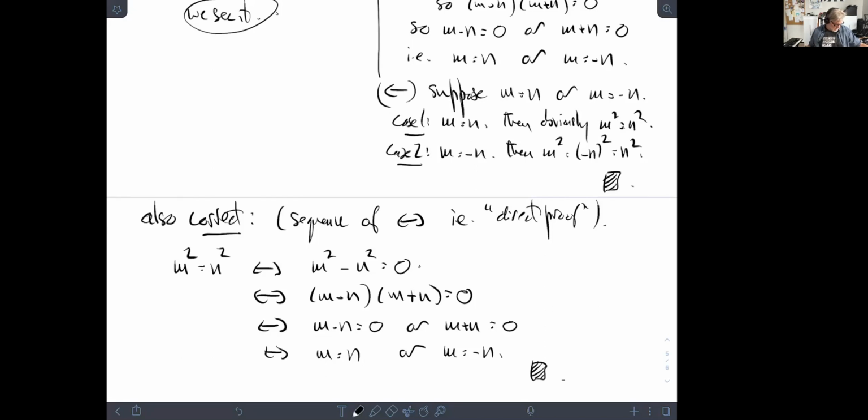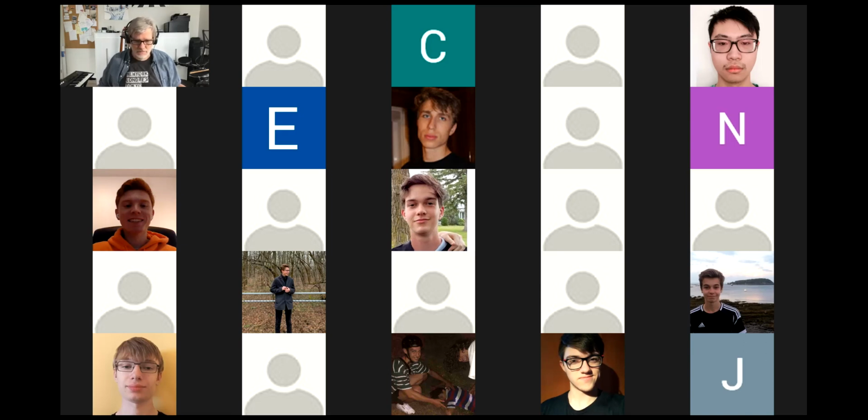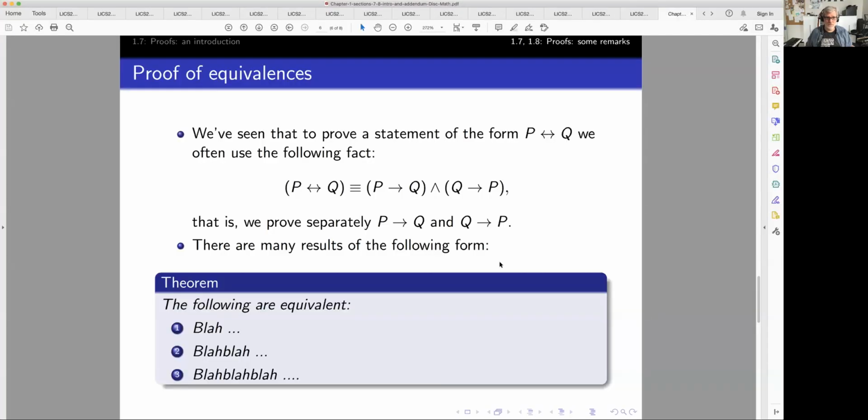Okay, on this topic, one last thing. I'm going to switch to the slides here. Okay, so this is exactly what I just talked about. So you have an if and only if. The most common way of doing it is you show if P then Q, and if Q then P. You show these two things separately, okay?